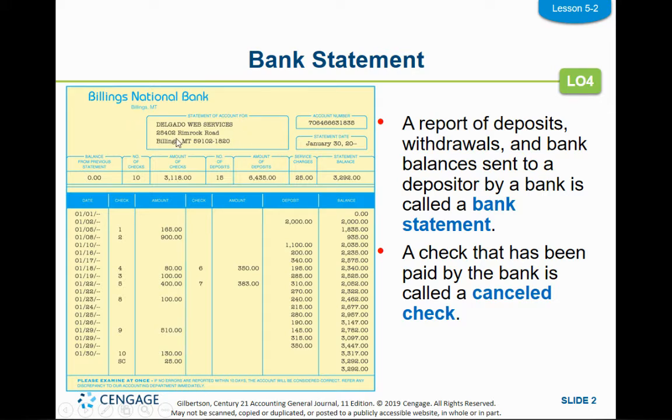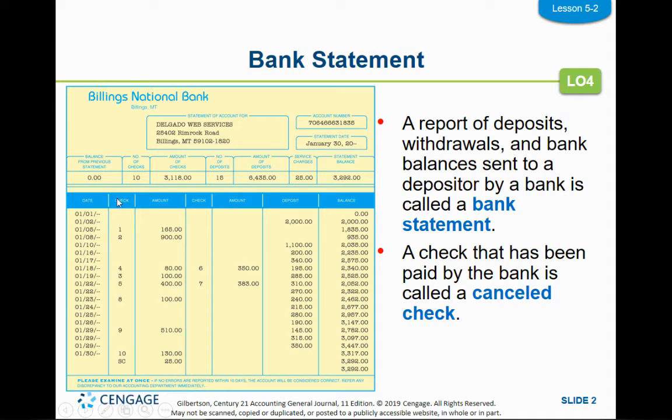It has the name of the company. It tells you how many checks were written on it, what the amount of those checks were, how many deposits you had, the amount of the deposits, your service charge, which is what the bank charges you for having the account, and your statement balance. And then it gives you a daily balance, or a balance after every transaction.